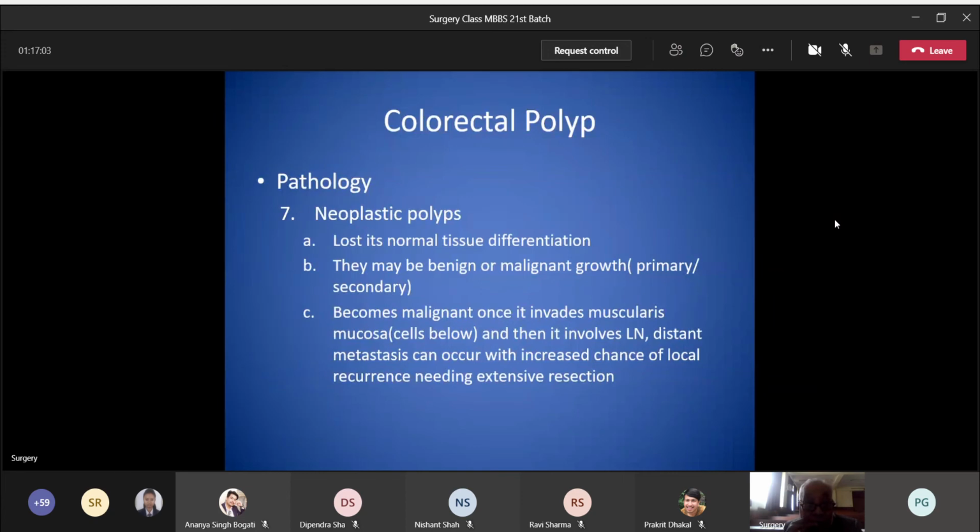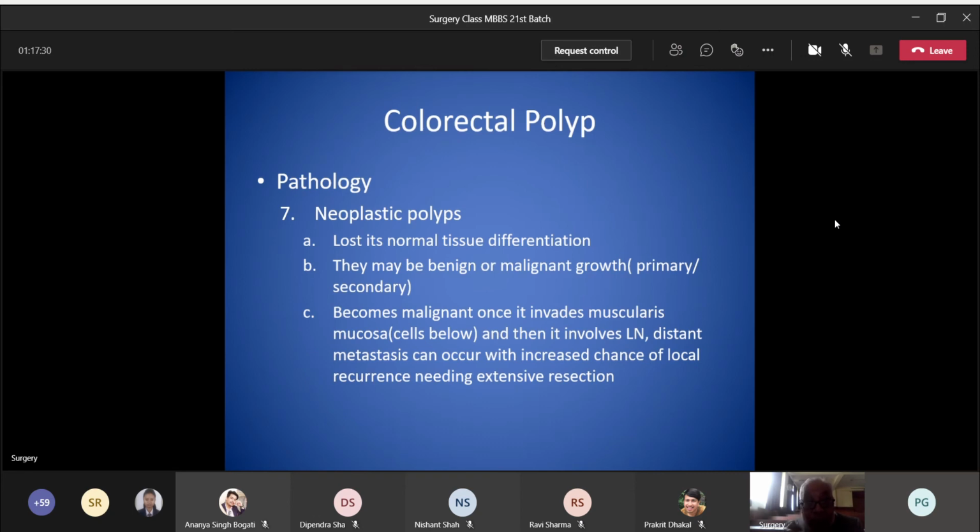Neoplastic polyps, lots of them, have lost their normal tissue differentiation. Neoplastic means they change the histology of the cell. They may be benign or malignant growth, primary or secondary. It becomes malignant once it invades the muscularis mucosa, and then it involves the lymph nodes. Distant metastasis can occur, with an increased chance of local recurrence needing extensive resection.